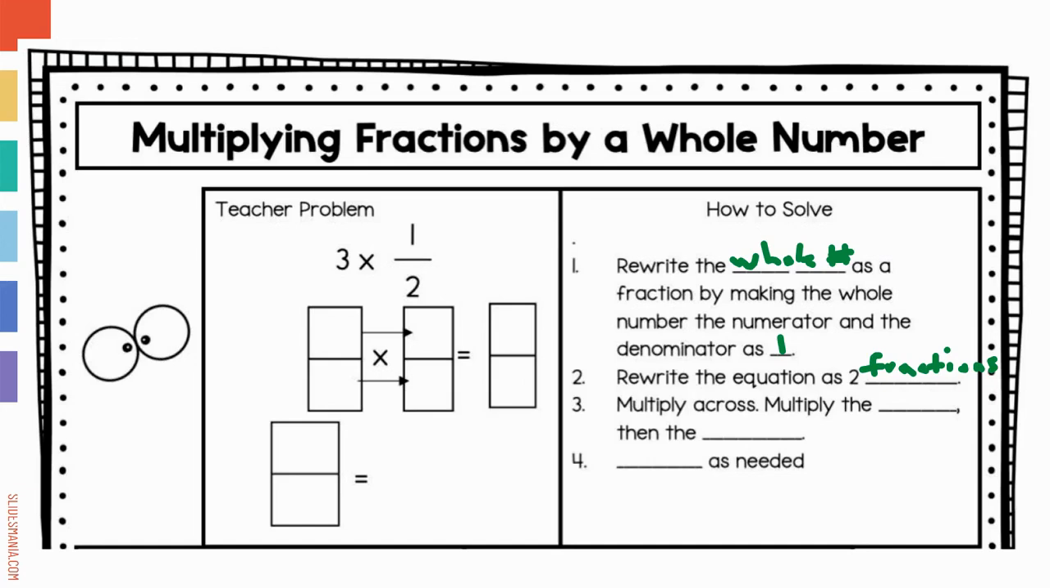So multiply across, multiply the numerator, or I'm going to say the top, multiply the top, and then multiply the denominator, which is the bottom, and then reduce as needed.